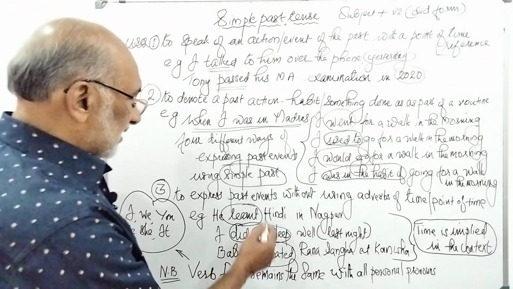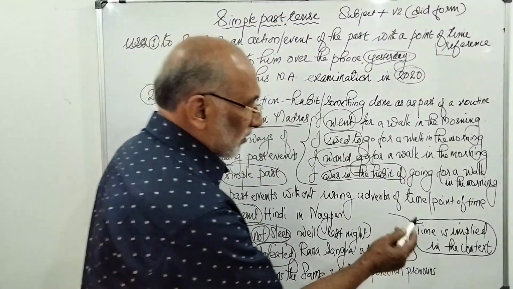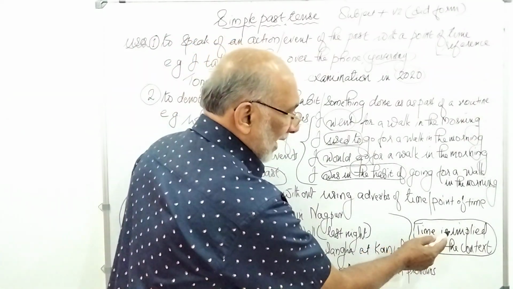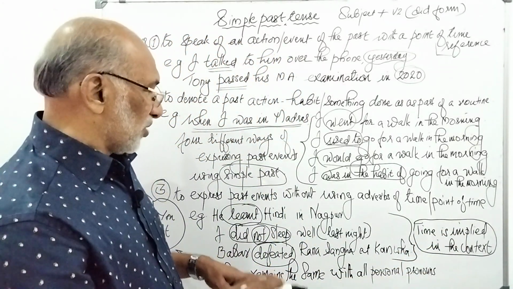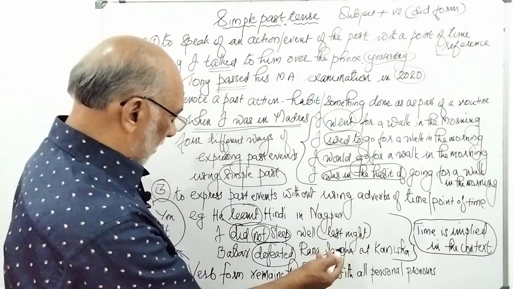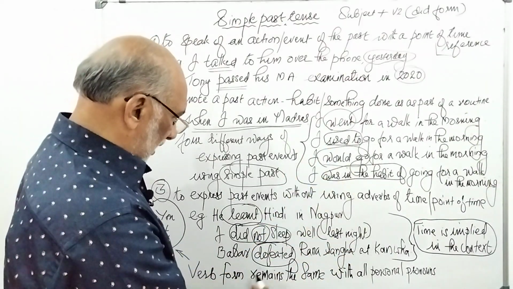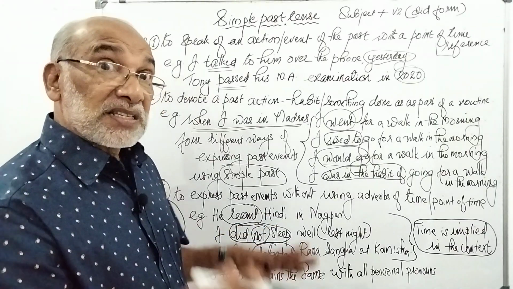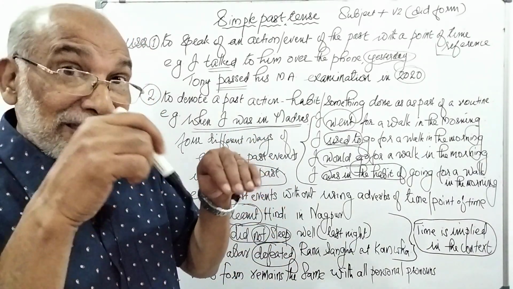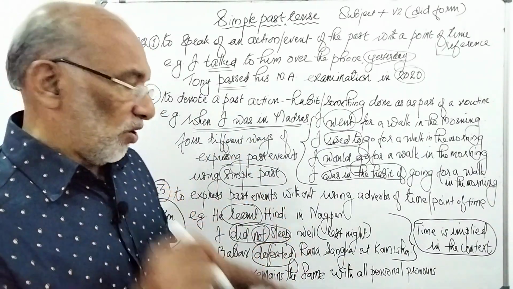So in all these three sentences, what we have to keep in mind is that the time is implied in the context. There is no time reference given. Okay, he learned Hindi in Nagpur. I did not sleep well. Babar defeated Rana Sanga at Kanwa. No time reference is given, but the time is implied in the context.